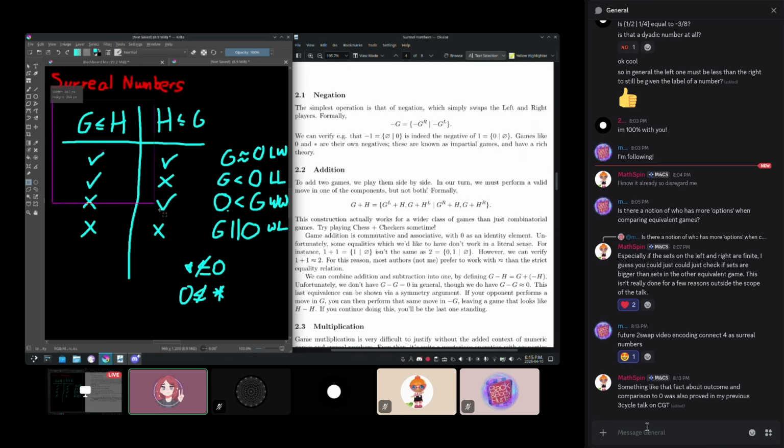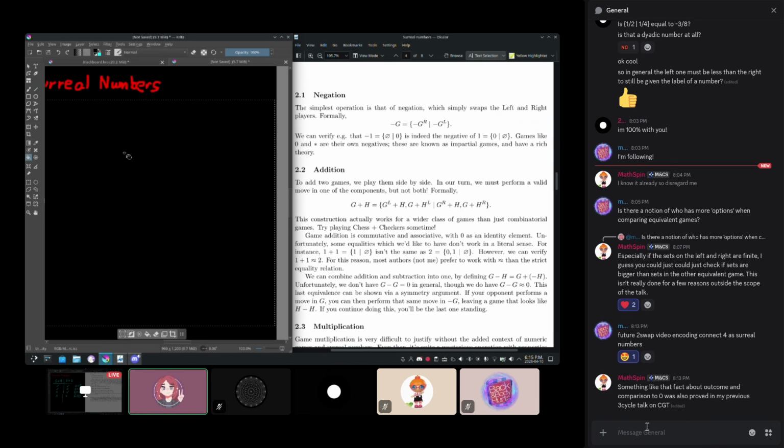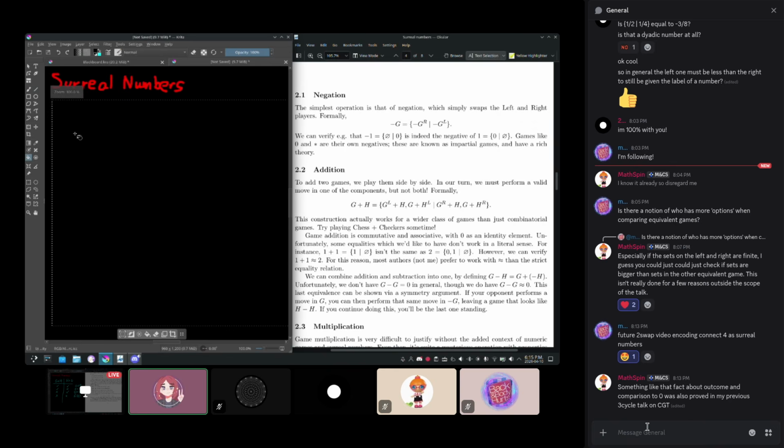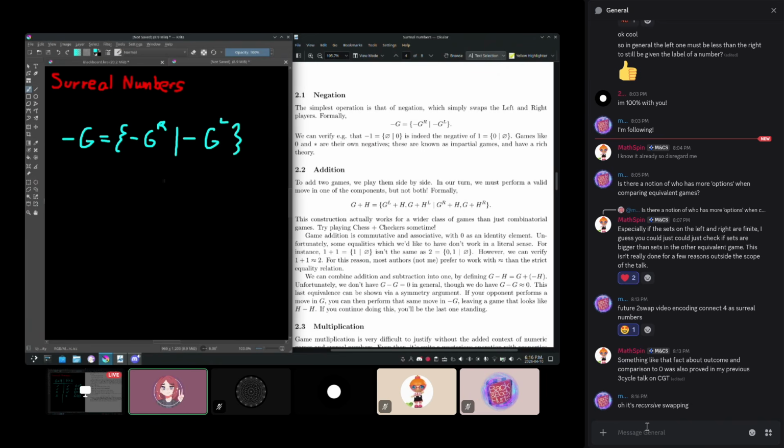So negation, actually one of the commenters already pointed it out. Negation is kind of just swapping the two players, but in a more precise way than just swapping the left and right sets. I can write it down as an equation. The negative of G is the negative of the right set of G for the left set, and the negative of the left set for the right set. And I think it makes a bit more sense if I write down some examples.